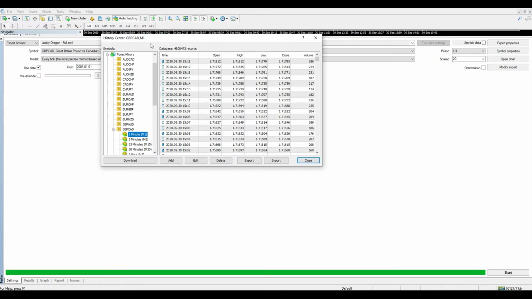But the number should look similar to this. If the number is much smaller or has a slash, then you're not going to get a very good long-term backtest.